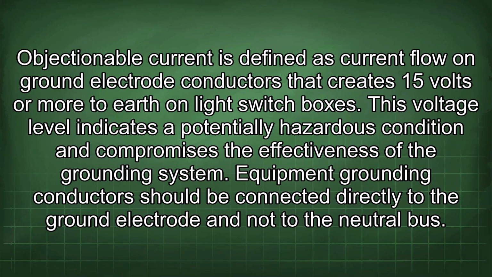Objectionable current is defined as current flow on ground electrode conductors that creates 15 volts or more to earth on light switch boxes. This voltage level indicates a potentially hazardous condition and compromises the effectiveness of the grounding system. Equipment grounding conductors should be connected directly to the ground electrode and not to the neutral bus.